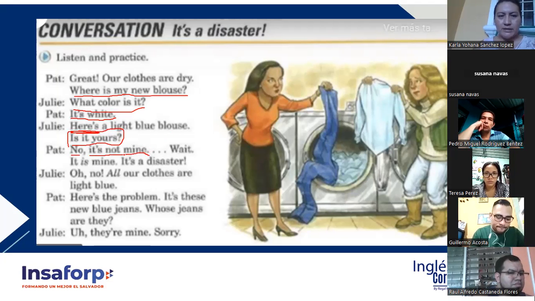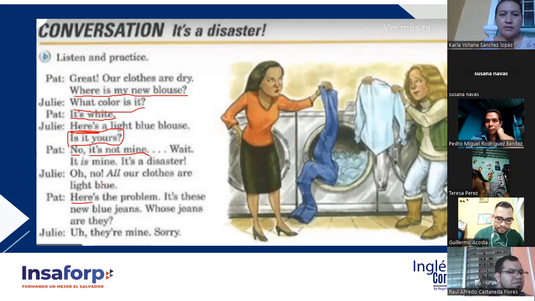Y le dicen, no, it's not mine. ¿Qué quiere decir mine? Mío. No es mío. Luego le dice, wait. Espera. It is mine. Es mía. Luego dice, oh no, all our clothes are light blue. Toda nuestra ropa es celeste. Here's the problem. Como cuando yo paso lista, usted puede decir present o puede decir here.